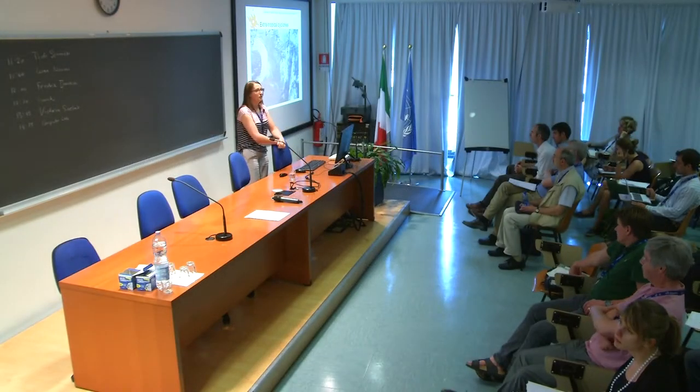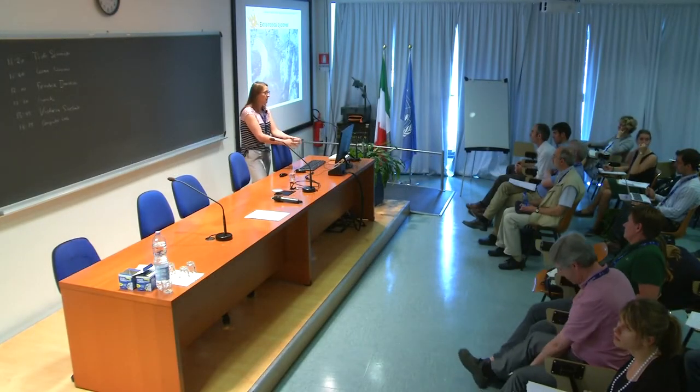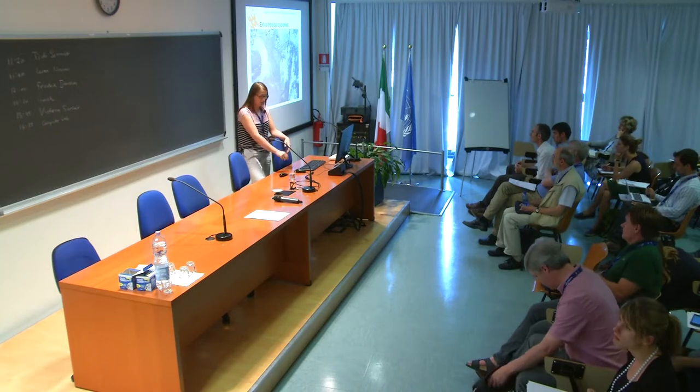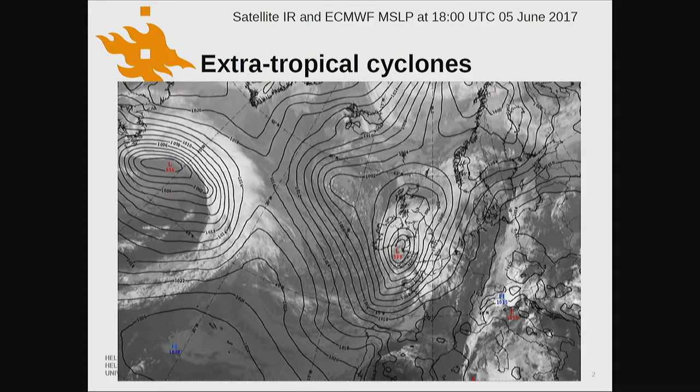I hope most of you know what extratropical cyclones are, but I thought it would be a good idea to show a quick example of what I'm really talking about. When I talk about extratropical cyclones, I'm thinking about large-scale weather systems in the mid-latitudes. This is an example of an infrared satellite image, taken on Monday evening, with the surface pressure overplotted. We can see a large, mature extratropical cyclone at the center here, with a trailing cold front and lots of cloud associated with it.